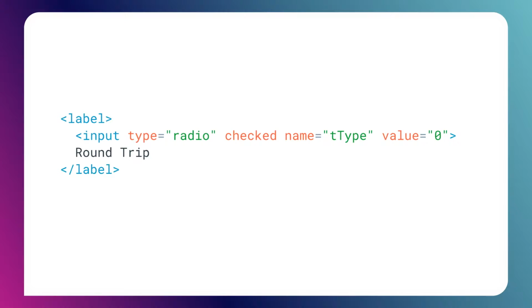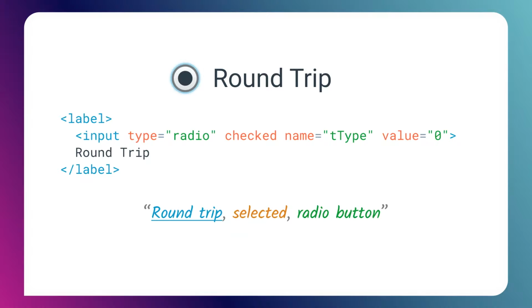So for instance, I've got this input here wrapped in a label, and that's going to produce a visual UI like the one that you're seeing here of this radio button. But that's also going to create a spoken UI based on the built-in semantics of those native HTML tags.